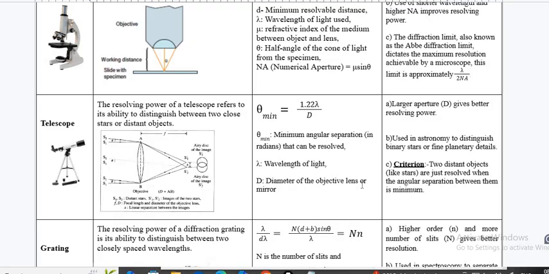And what are the resolution criteria? Obviously a larger D gives you better resolution. It is used in astronomy to distinguish between binary stars or finer planetary details. So far objects need to be distinguished properly. Now the criteria: two distinct objects, mainly stars, are resolved when the angular separation between them is minimum. So this angular separation must be minimum to give you better resolution for the telescope.